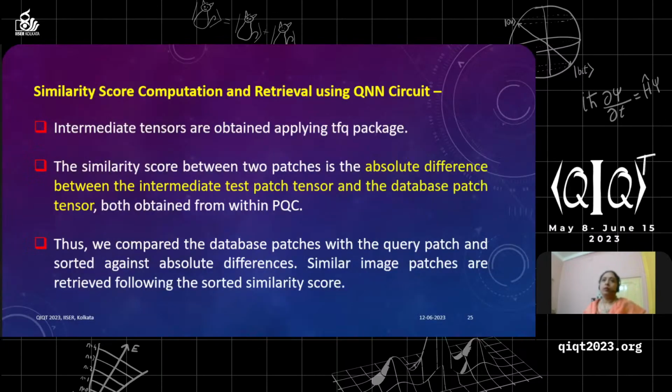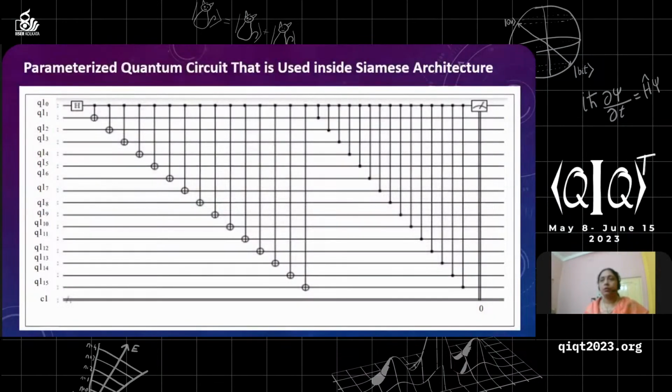Now, regarding the similarity score computation and retrieval of the quantum neural network circuit, we have considered the absolute difference between two intermediate test patch tensors, that is, the query patch tensor and one database patch tensor. According to the sorted distance, the patches are sorted, and according to that sorted order, the similar images are retrieved. This is the quantum circuit we have implemented.